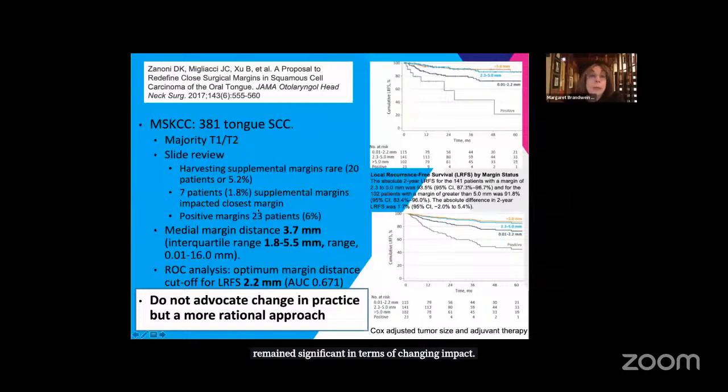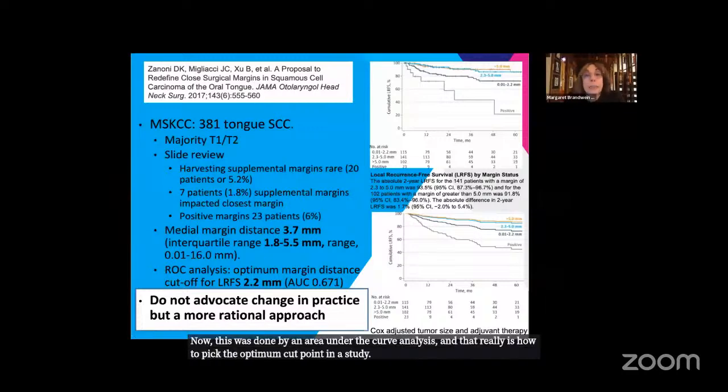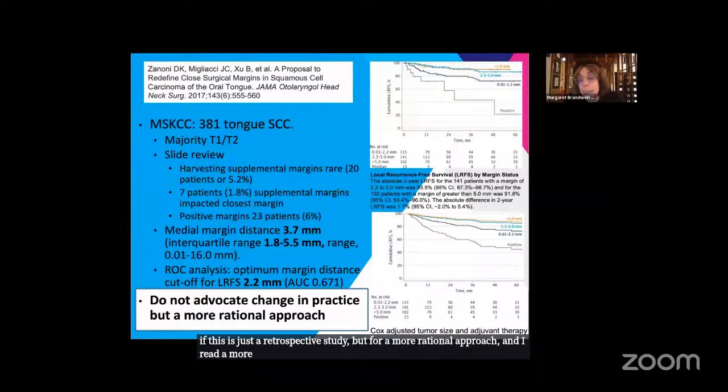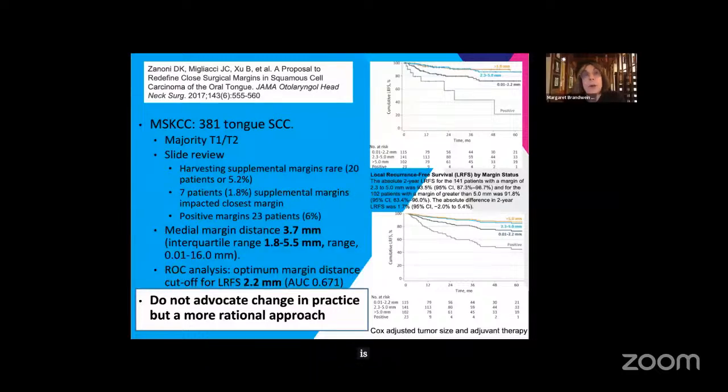Now, this was done by area under the curve analysis, and that really is how to pick the optimum cut point in a study, as opposed to the layout. And so what these authors said is they don't advocate for change in practice, and you can't if this is just a retrospective study, but for a more rational approach. And I read a more rational approach as is the need for prospective double-arm studies, which also look at multiple variables.